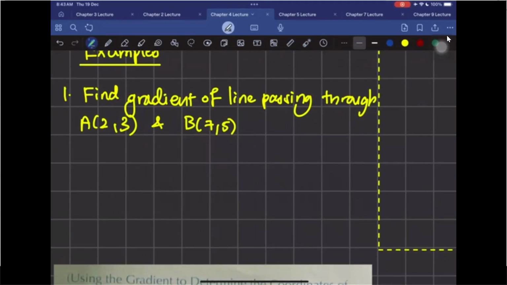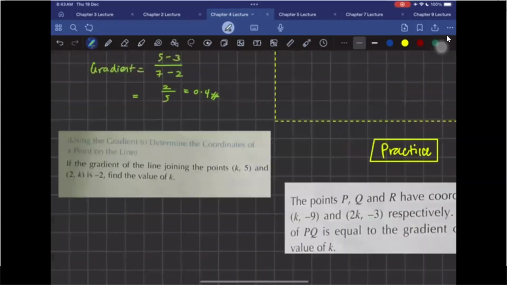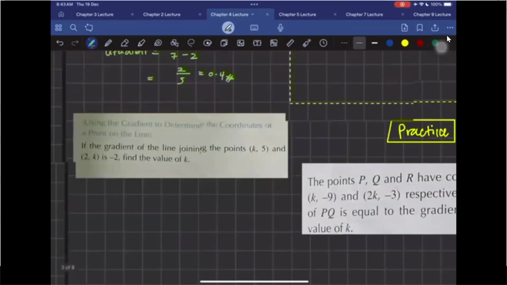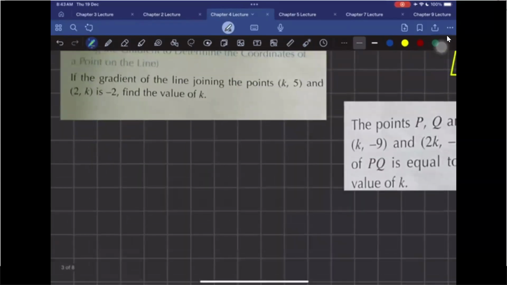Okay, so again, applying the formula, gradient equals y2 minus y1 over x2 minus x1. So you will get 2 over 5. Okay, let's try more questions. Again, pause the video and give it a shot.